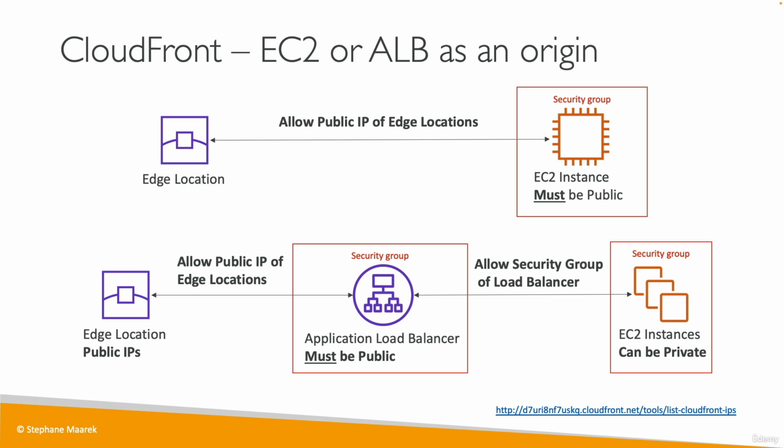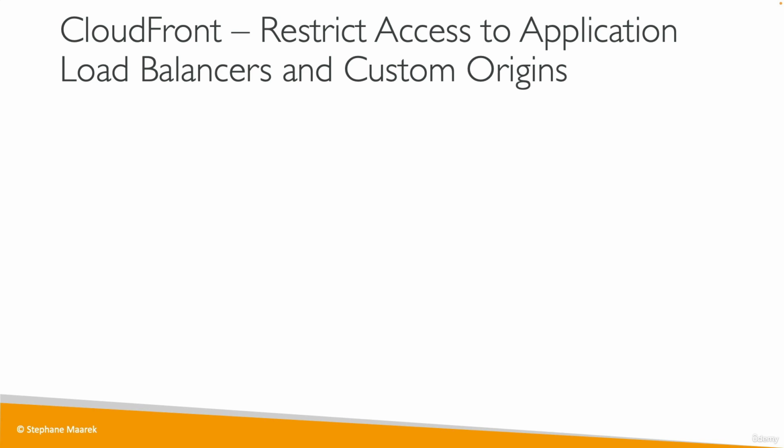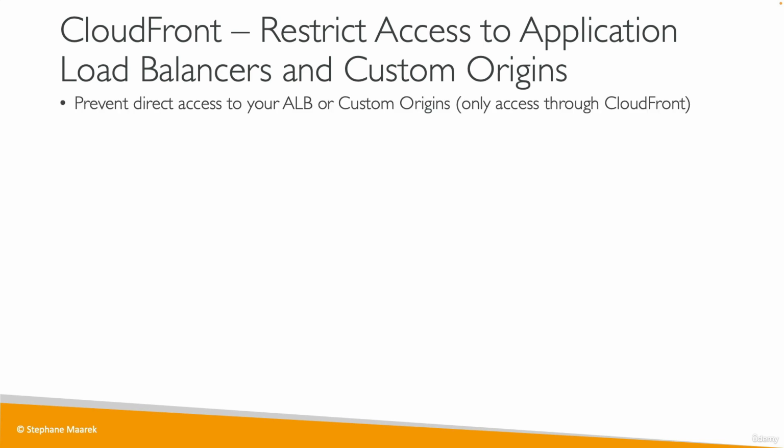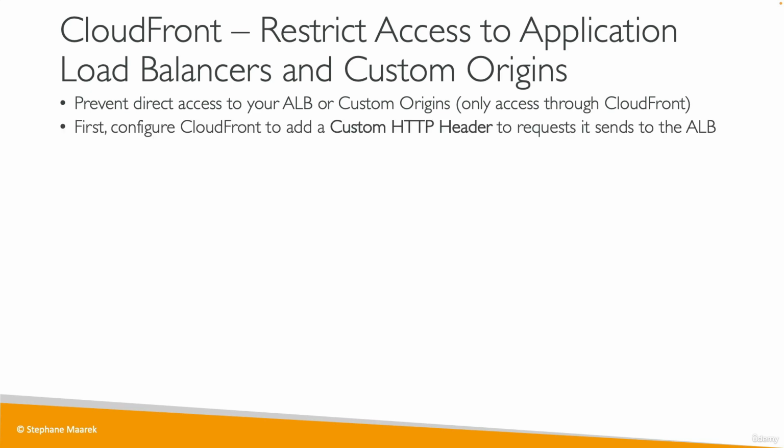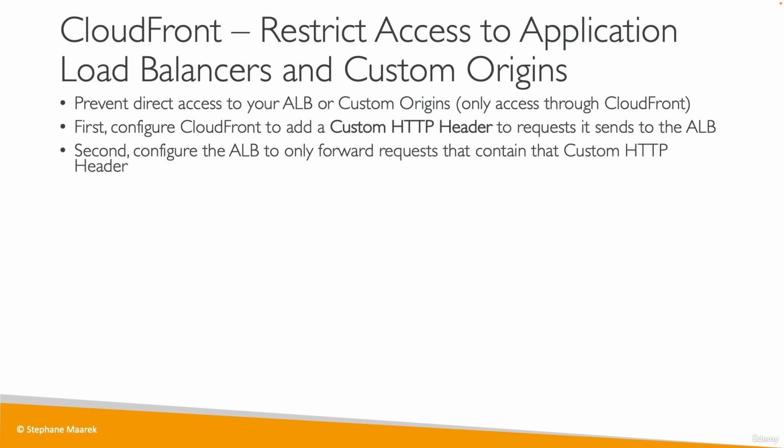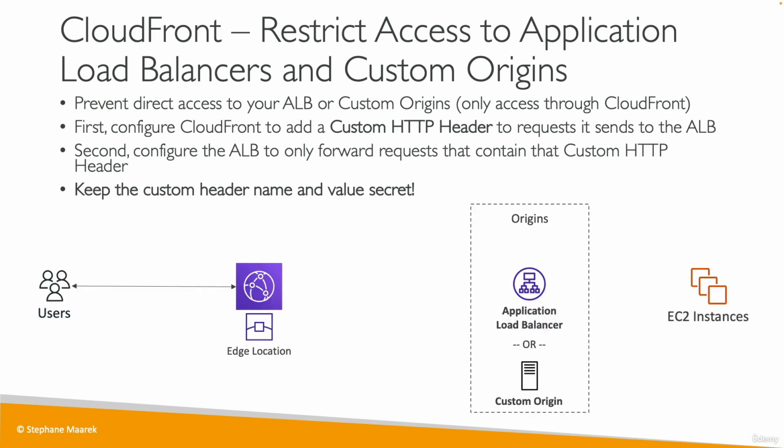There's also a trick to further increase the security of your ALB in CloudFront. To prevent direct access to your ALB or your custom origin, you can use what's called a custom HTTP header, so that CloudFront adds a very secret header and sends it to the ALB for every request made through CloudFront. Then you configure the ALB or your custom origin to only forward requests to your backend if that custom HTTP header is seen, and therefore the header name and the value must be kept secret. So how does that look?